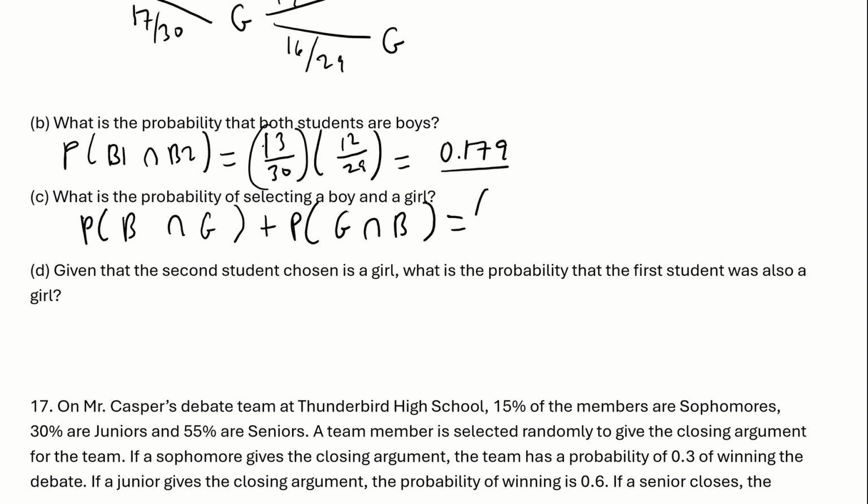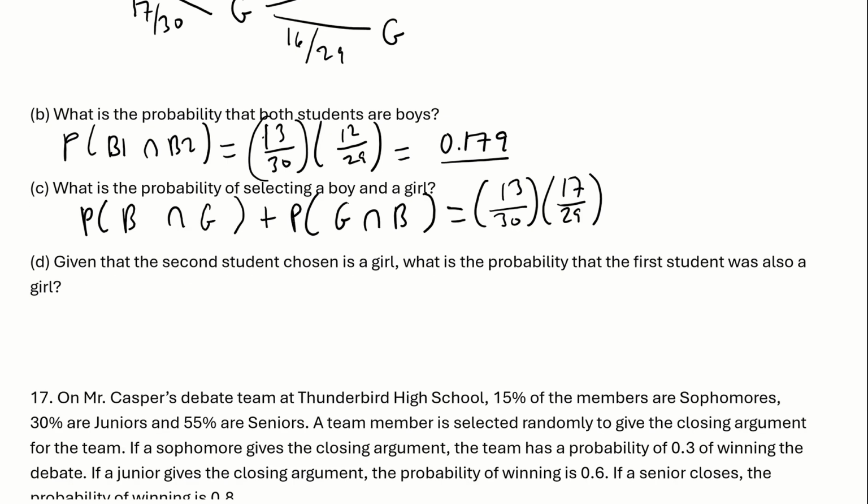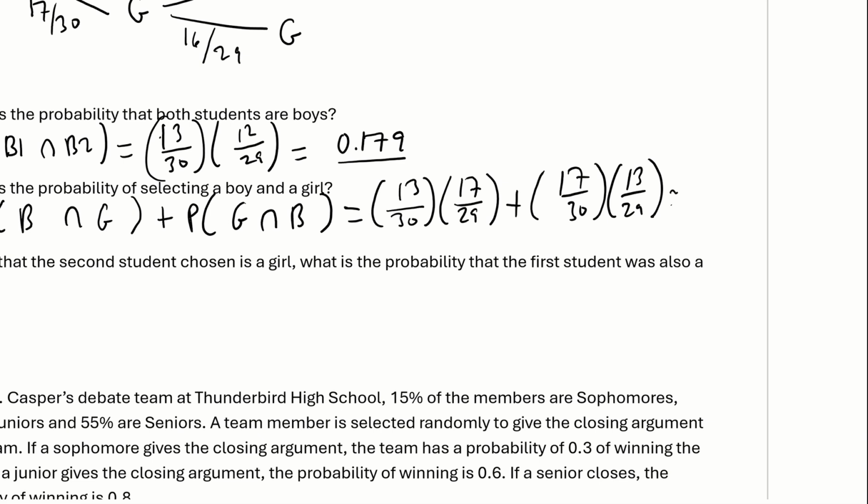So in either case, you're going to get 13 boys out of 30 times 17 girls out of 29. Okay, so that's for boy and girl. So that's this pathway right here. Multiply those along the way. And then the second one is girl, then boy. Multiply those along the way. All right, and then when you do that, you get 0.508 for your probability.